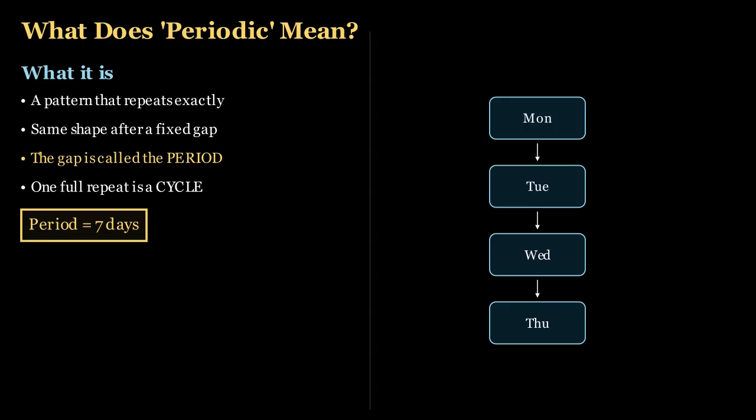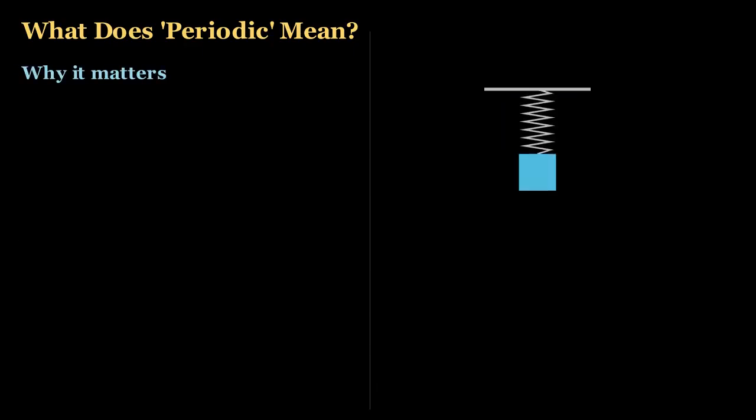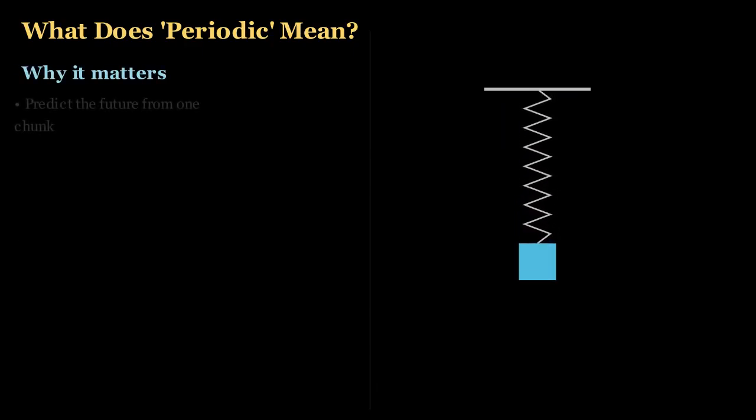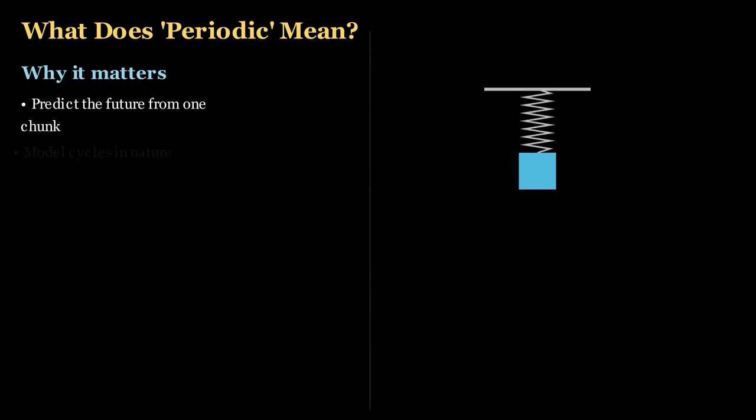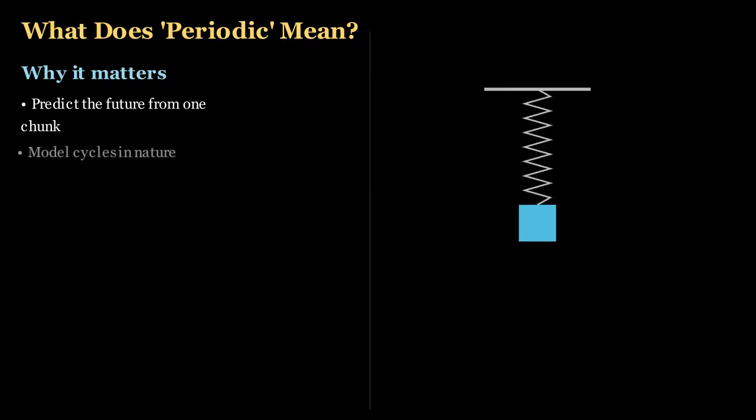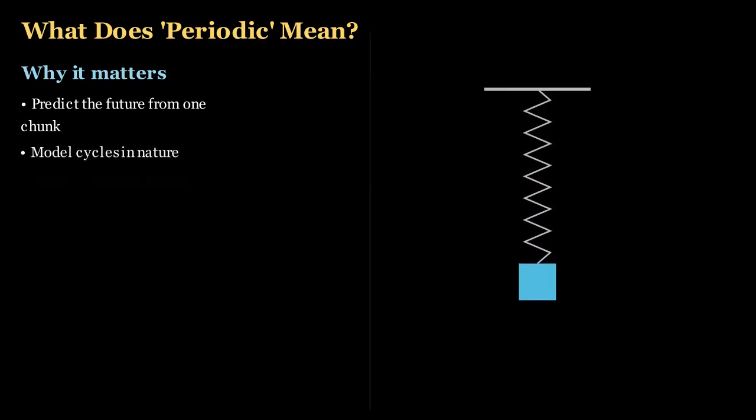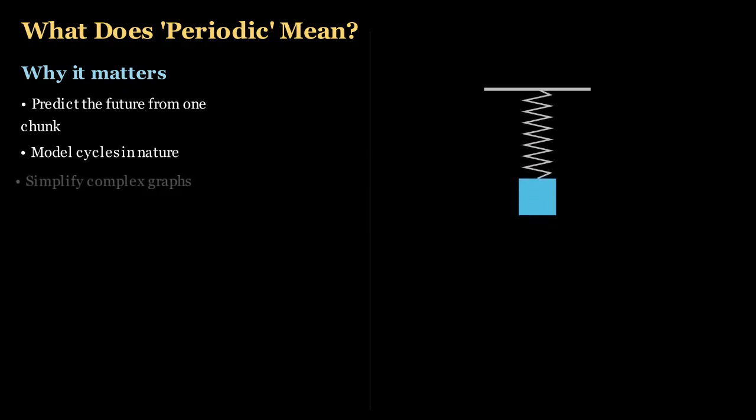Why do we care if something repeats? Because if you understand one complete cycle, you understand the whole thing, forever. You can predict what happens next without doing any new work. Think of a heartbeat on a monitor. It goes blip, pause, in a steady rhythm. Doctors only need to see one healthy beat to know the pattern.